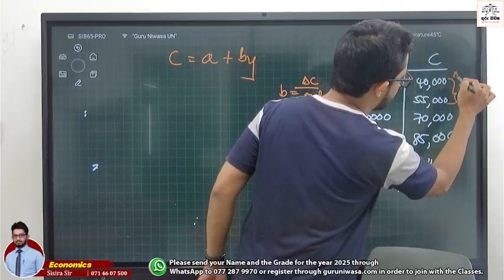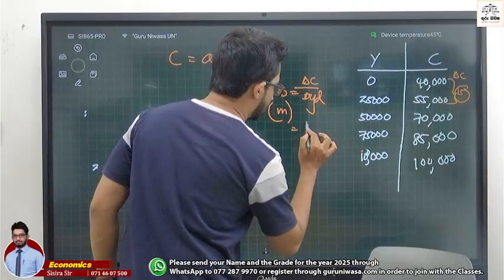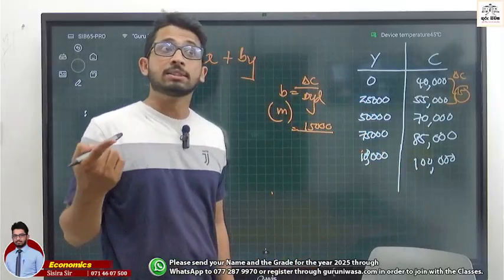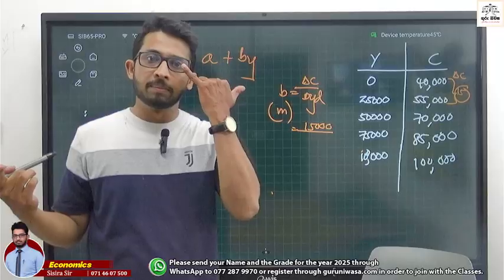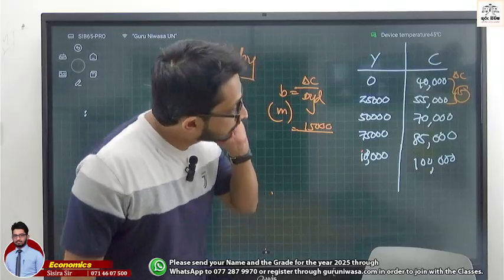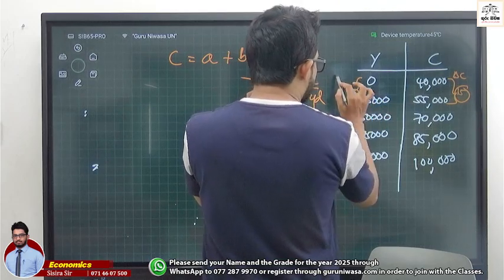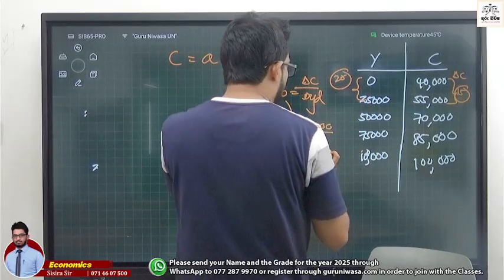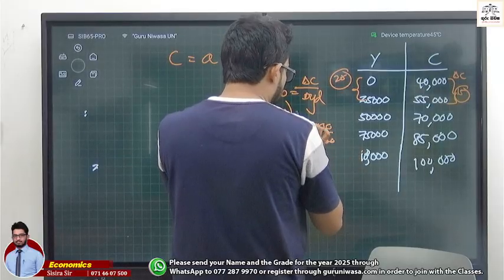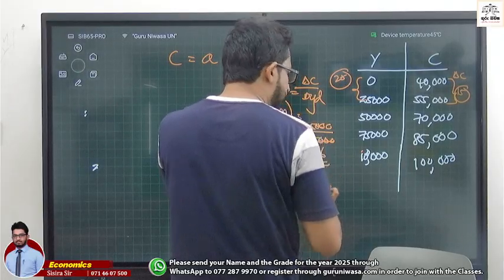Here is the change in C, Lamai. It should be 15,000, divided by change in Y. Dipna, can you tell me how much the change is? 25,000. Very good. Change in Y is 25,000. Right? 15,000 divided by 25,000. Tell me the value. 0.6? Yes, sir. 0.6.